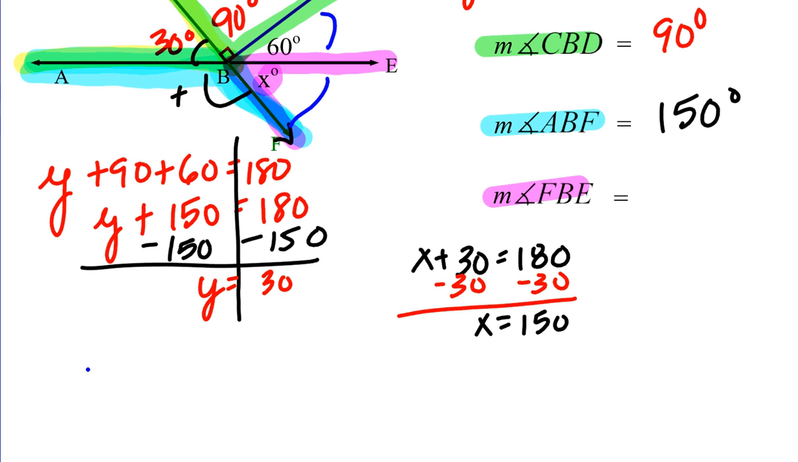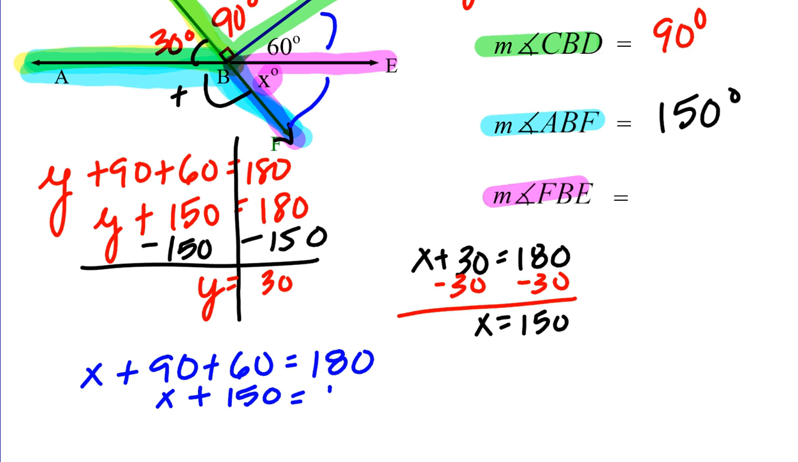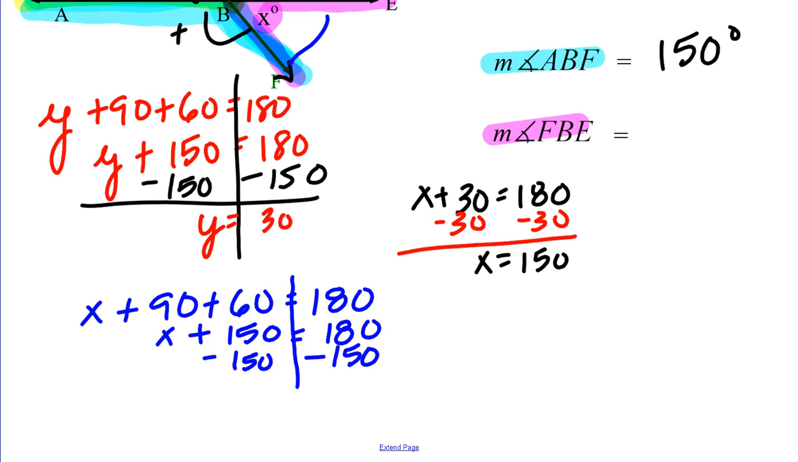So I know that x plus 90 plus 60 is going to equal 180. Well, 90 plus 60 is 150. And once again, I'm going to subtract 150 from both sides. I'm going to scroll down a little bit more to give myself some more room. Okay. That makes this go away. I find out that x equals 30. So this one here is going to be 30 degrees.